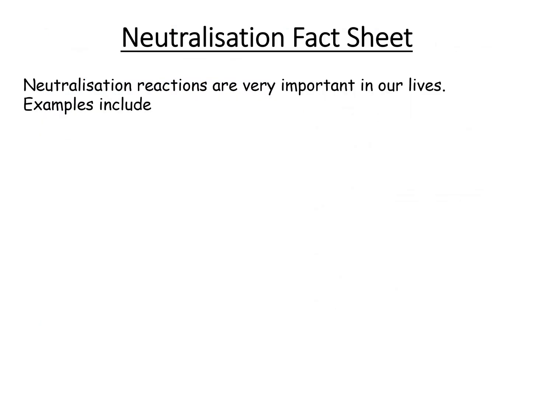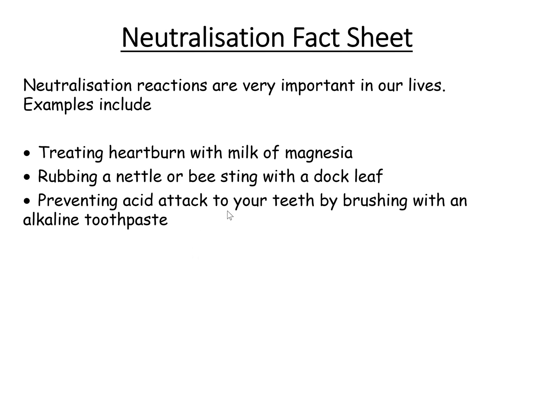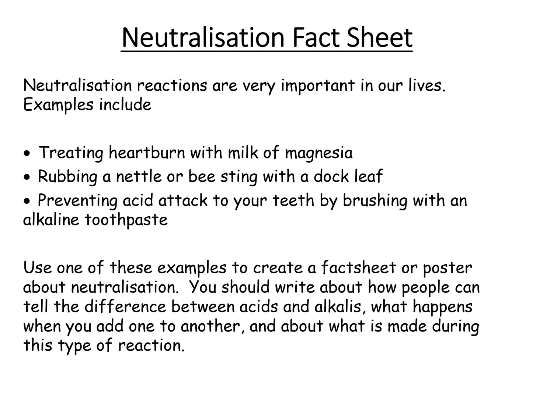Now, your main task today is you're going to create a fact sheet. So there's a lot of neutralisation reactions important in our lives. For example, treating heartburn with milk of magnesia, rubbing a nettle or bee sting with a dock leaf, or preventing acid attack to your teeth by brushing with an alkaline toothpaste. Now you are going to use one of these three examples to create a fact sheet or poster about neutralisation. Now, ideally you'll do this on the computer and you'll save it so we can print it for you when you come back to school.